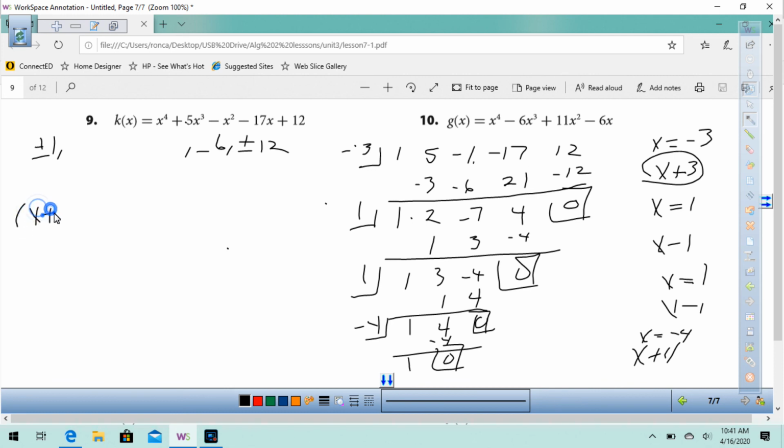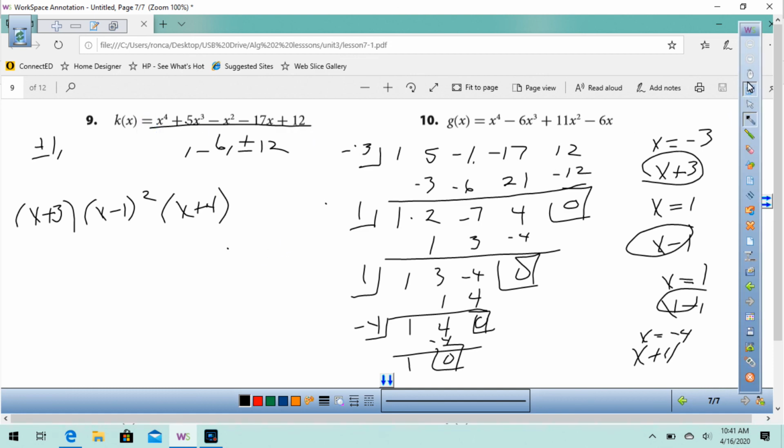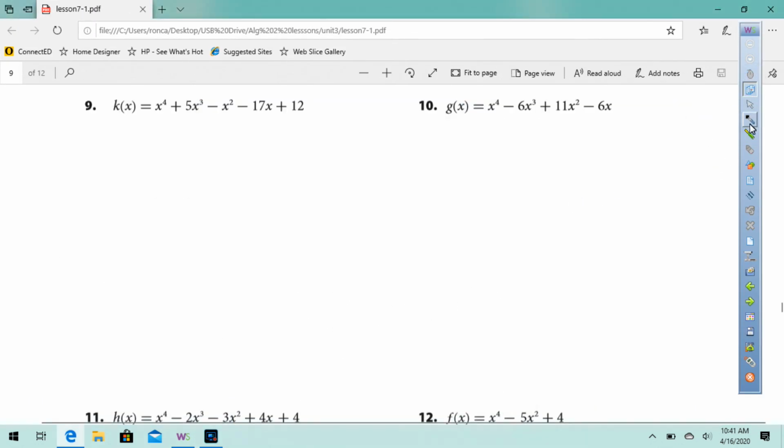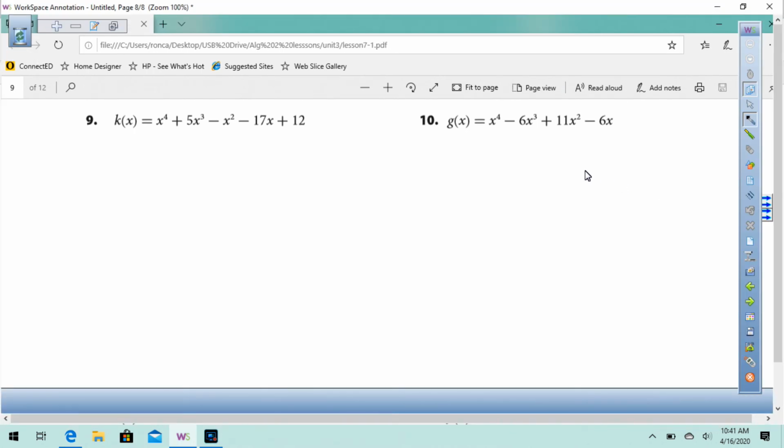We got x plus 3. We got x minus 1 twice, x minus 1 squared. And then we got x plus 4. All right, and that equals this right here. Excellent job. Try number 10. Number 10.